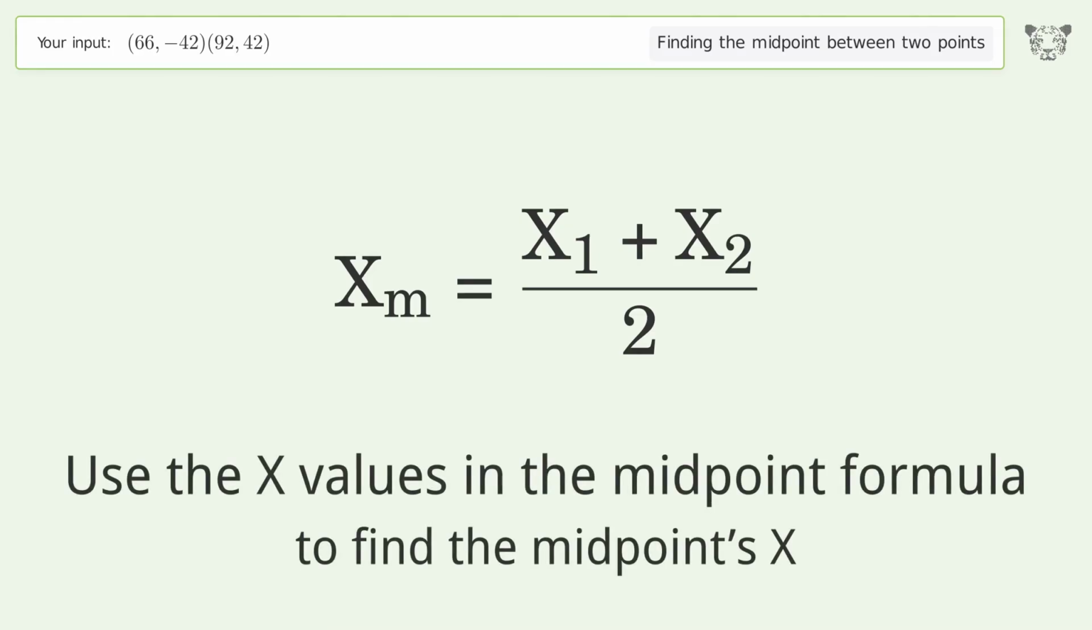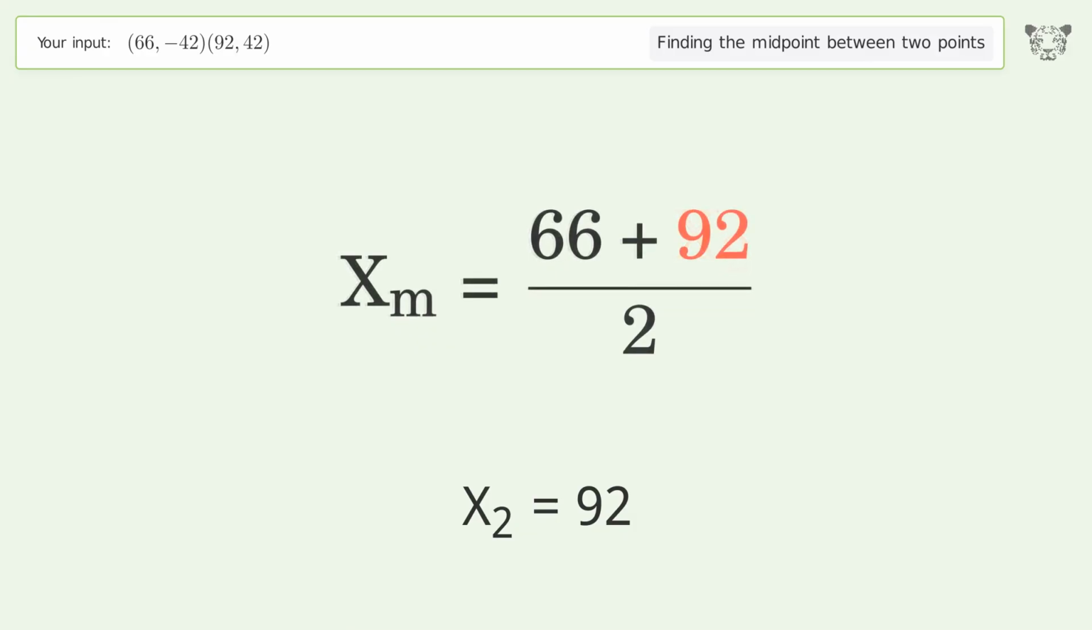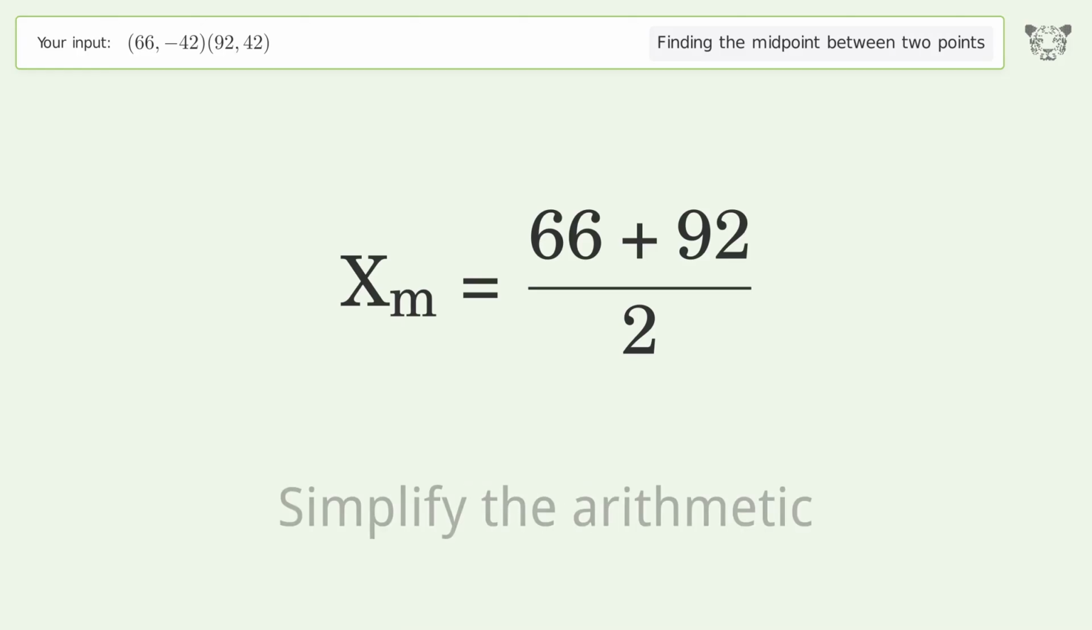Use the x values in the midpoint formula to find the midpoint's x. x1 equals 66. x2 equals 92. Simplify the arithmetic.